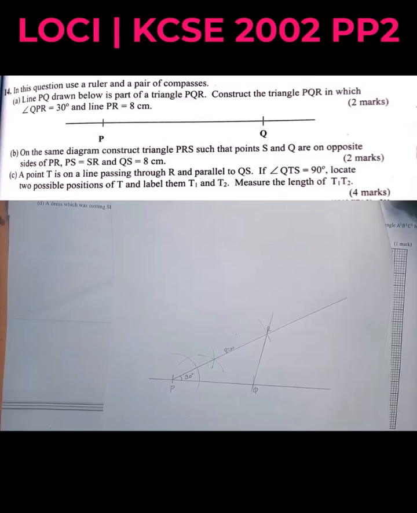And what is going to help us here is that PS is equal to SR. Using that, it is possible, because that will form an isosceles triangle PSR, and therefore, we need first to bisect PR. So if we bisect PR, that would help us to get PS and RS being equal.